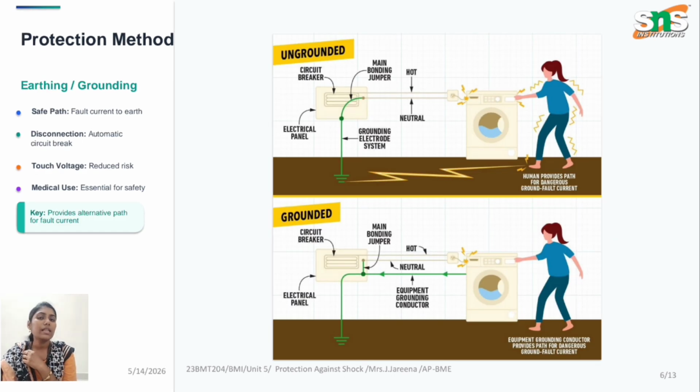The second method is earthing and grounding. You already know earthing. Current will always follow the low resistance path. By creating a low resistance path, we prevent the leakage current from passing into the body. So we have proper earthing and grounding, the safest path, which allows all the fault current to go to the earth instead of passing into the body. An automatic circuit breaker is there, and touch voltage is reduced, which reduces the risk. This is highly used in medical cases.